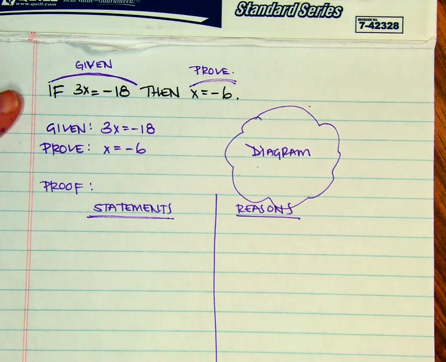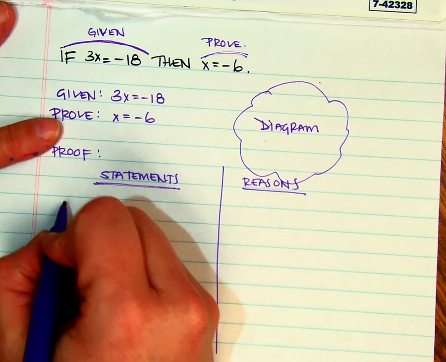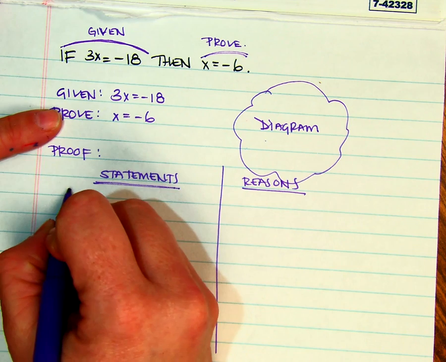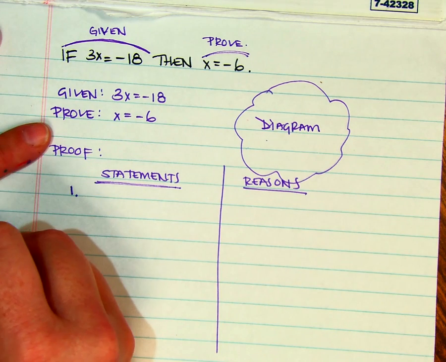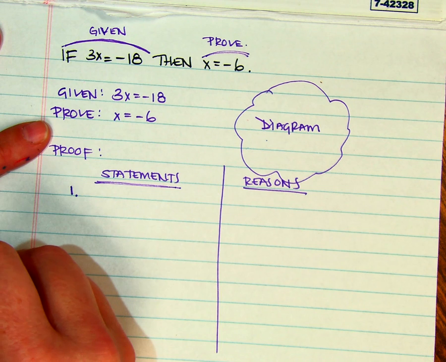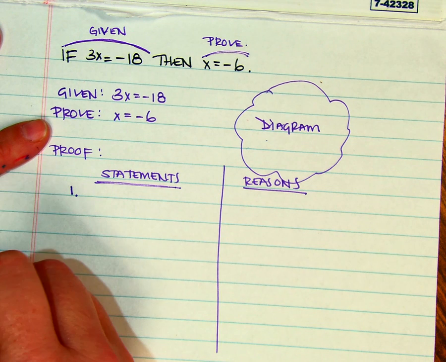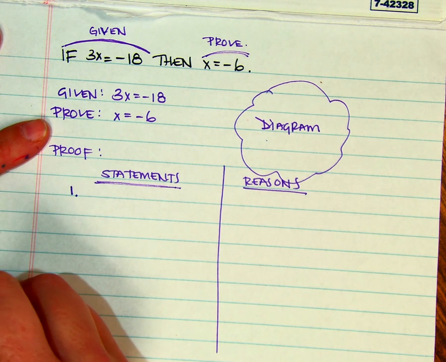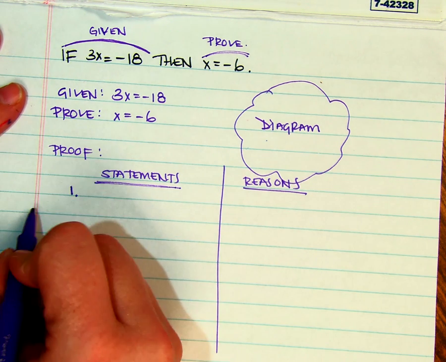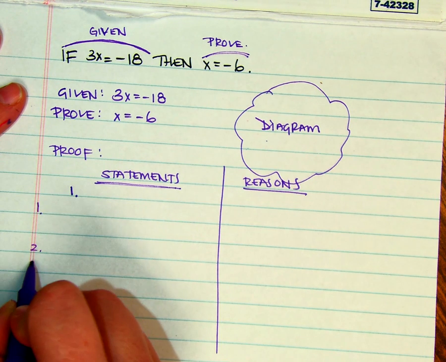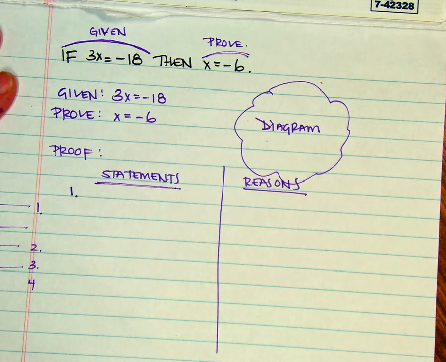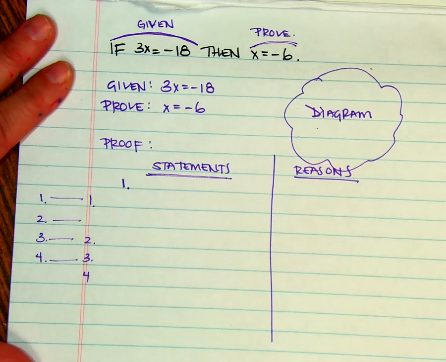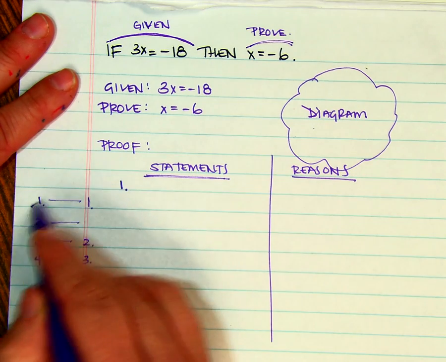Okay, so when we have statements and reasons, when you are numbering, make sure that your numbers are lined up. So what I don't want to see is statements 1, 2, maybe this one's a little bit longer, 3, 4, and then off to the side in your reasons that they start getting numbered off. I want them to be exactly straight across from each other, okay? A little bit of a pet peeve of mine.